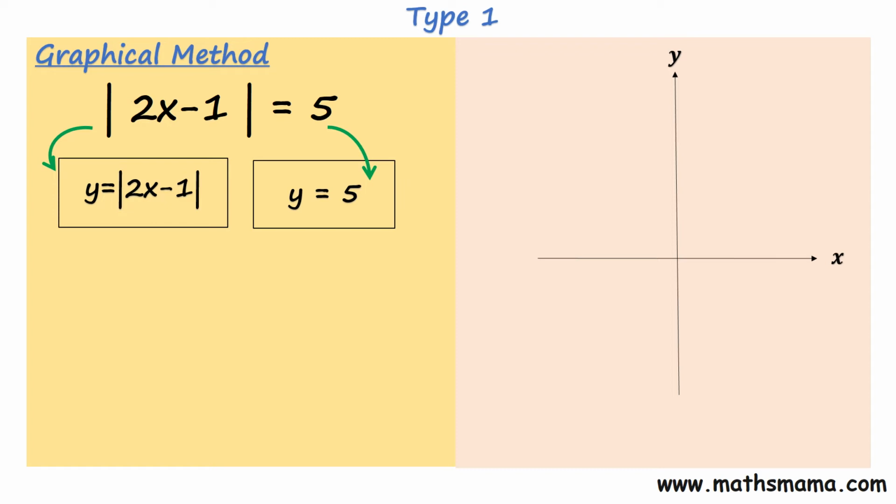We need at least 2 points to sketch it. So substitute x equals 0 to get the y-intercept and substitute y equals 0 to get the x-intercept. Here we found 2 coordinate pairs. Now you can plot those 2 points and connect them with a straight line edge. Here we got the y equals 2x minus 1 straight line.